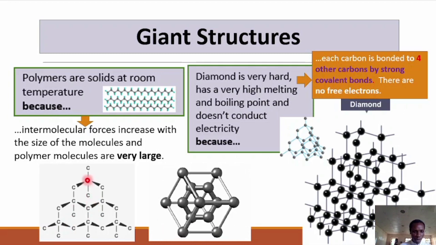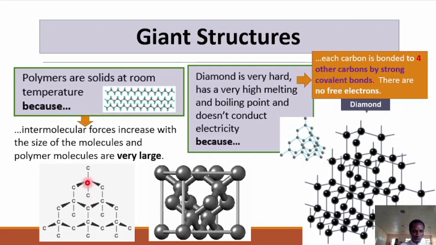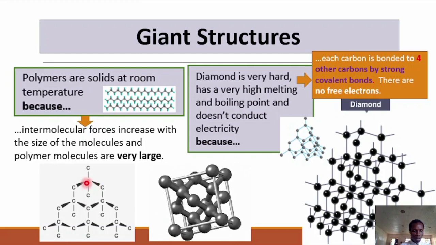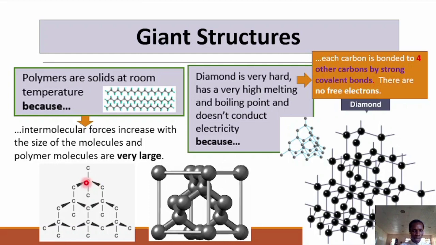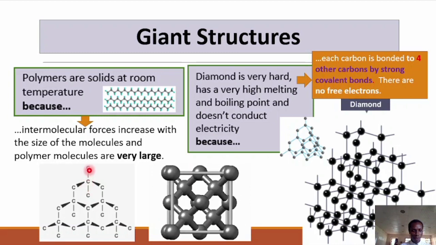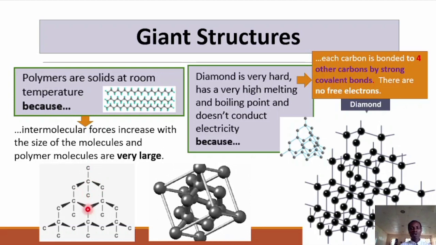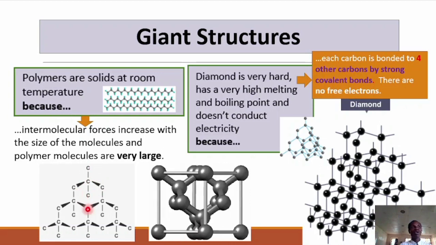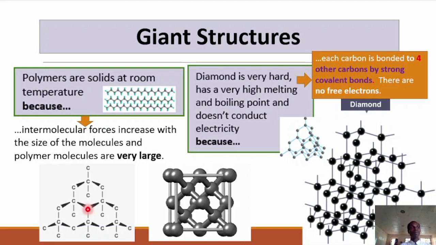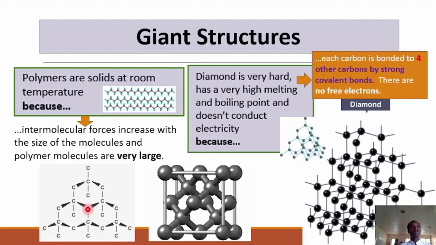If you look at this carbon atom now, I'm using my pointer to cover this carbon atom. So this carbon atom is bonded to, let's count, how many carbon atoms do we have around it? We have 1, 2, 3, 4. Each carbon atom in diamond is bonded to 4 other carbon atoms covalently with strong covalent bonds. And this is why diamond is very strong.